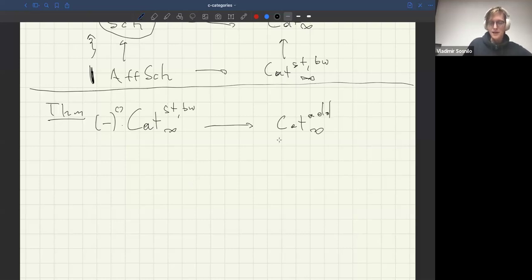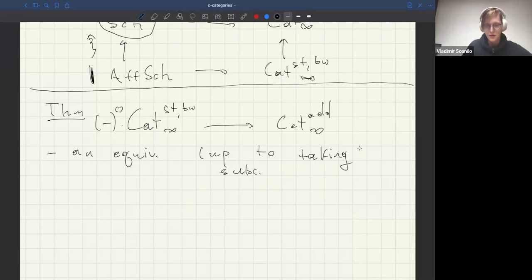And the claim is, at least if you restrict this functor to idempotent complete categories, this is an equivalence. I don't want to be super precise, but let me say up to taking idempotent subcategories of idempotent complete objects.